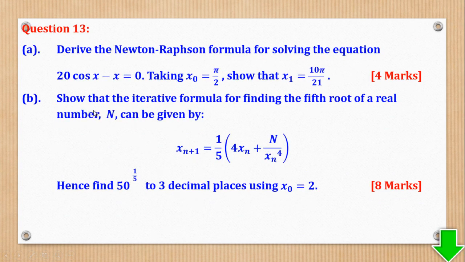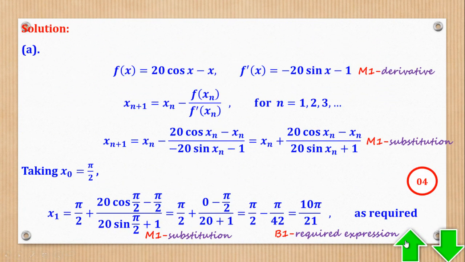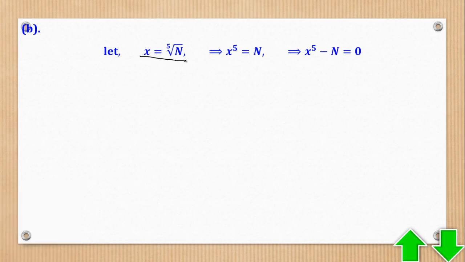Then part B says, show that the iterative formula for finding the fifth root of a real number capital N can be given by this. And hence find the fifth root of 50 to 3 decimal places using x naught equal to 2. So let x be the fifth root of capital N, meaning put power 5 on both sides, you come up with this. Take everything on one side, you come up with that.